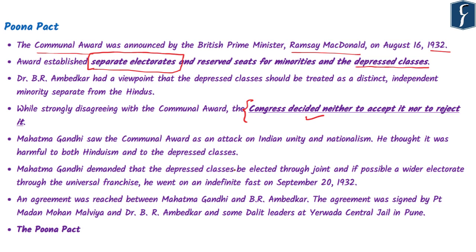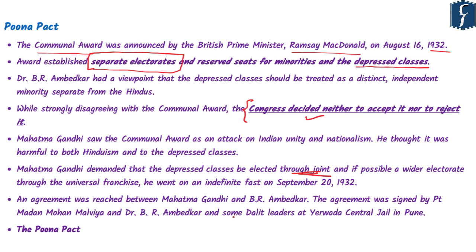Mahatma Gandhi demanded that the depressed classes must be elected through joint electorate. He went on fast for this in Yerwada jail and his condition started to deteriorate. There was immense pressure on leaders of depressed classes, and a tense political situation was created. Under this situation, the practical man that Dr. B.R. Ambedkar was, he agreed with Mahatma Gandhi on the issue of joint electorate, but put certain conditions, and those conditions were made part of Pune Pact.